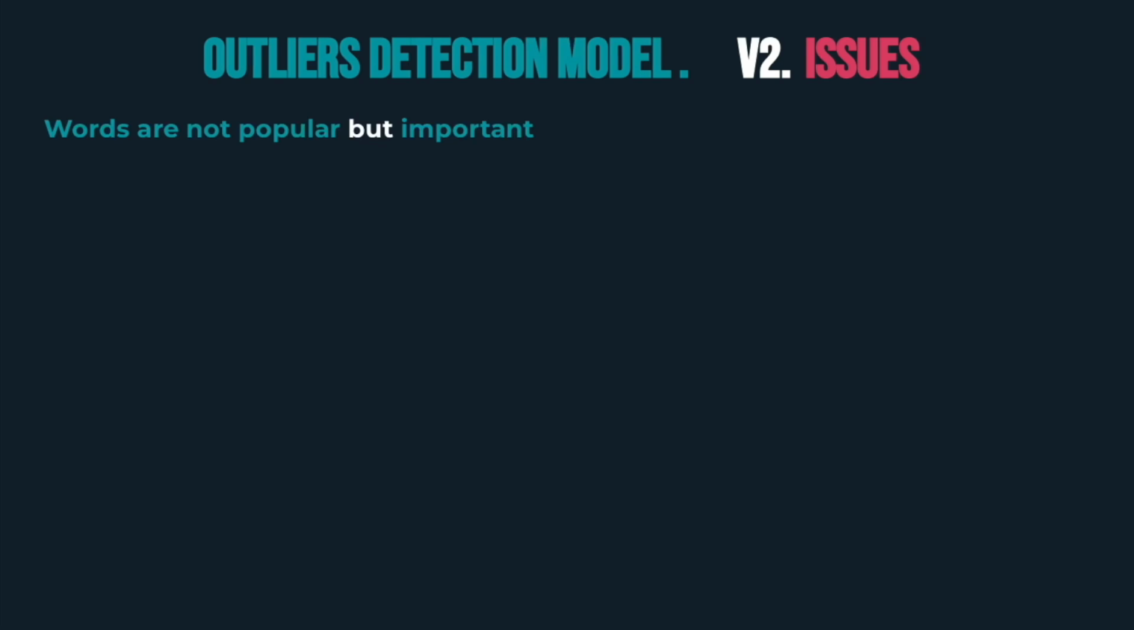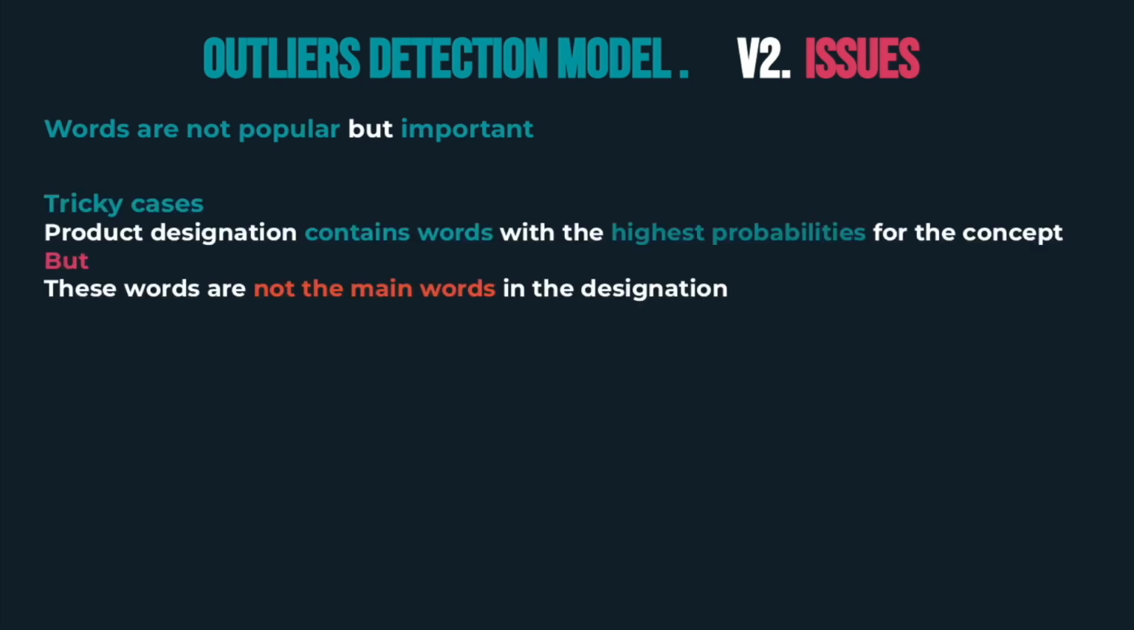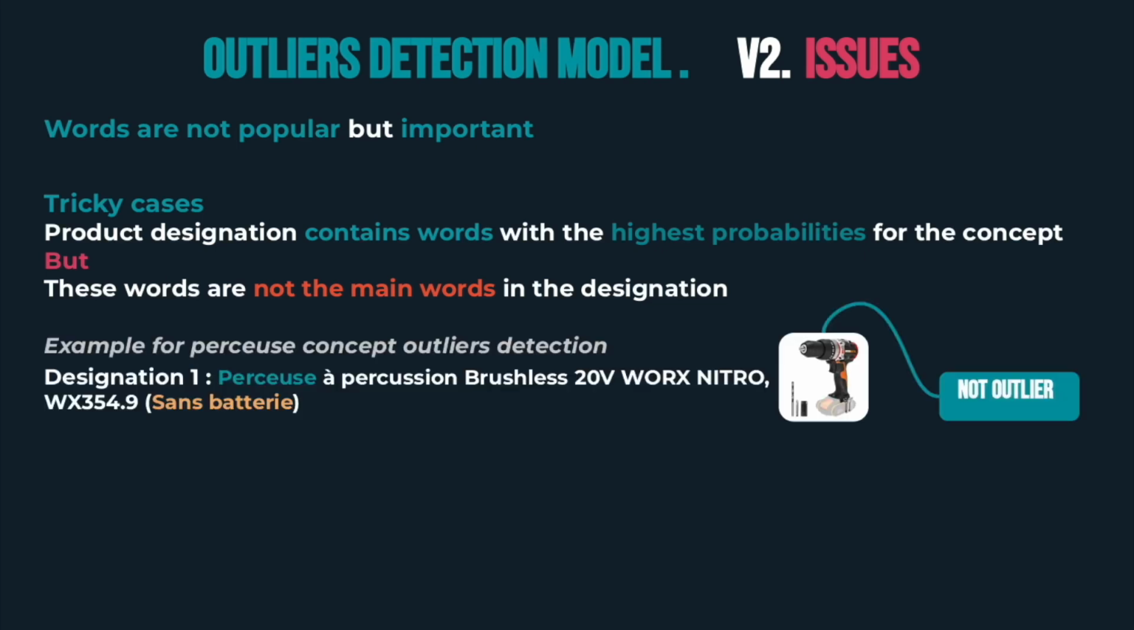It can be the words, the situations when the words are popular, but not popular, but important for this concept. And there are some tricky cases. For example, a product designation contains a word with a high probability for this concept, but it's not the main word in this description.